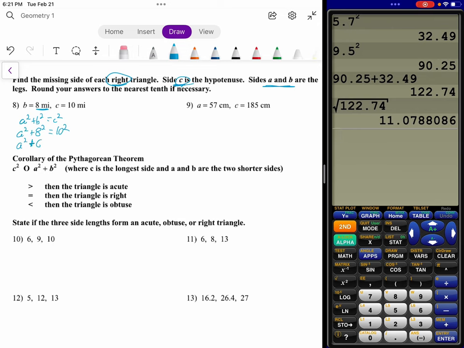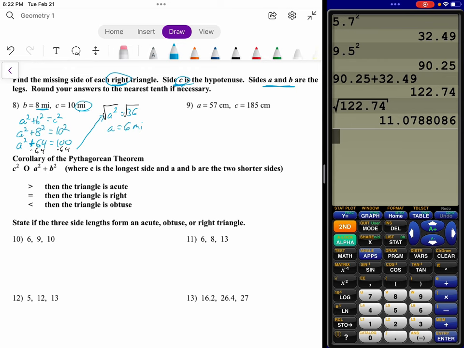So this is A squared plus 64 equals 100. Subtract 64 from both sides. We get A squared equals 100 minus 64, which is 36. And we take the square root of that. And we get A is equal to 6, and the units is in miles. So in that one, it didn't draw a triangle for us, but it gave us the information we needed.